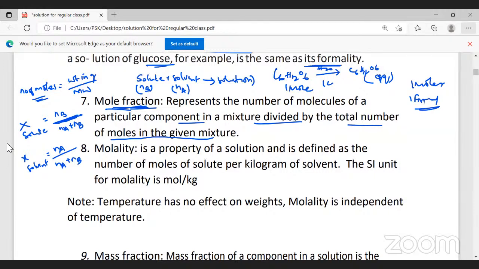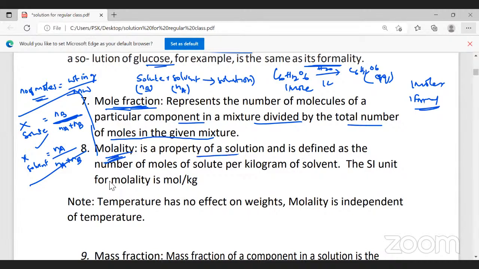Yes, sir. Mole fraction, this formula, is very important. These formulas are very important in the chapter on solutions, which we will be learning about. And next, also important, is molality.